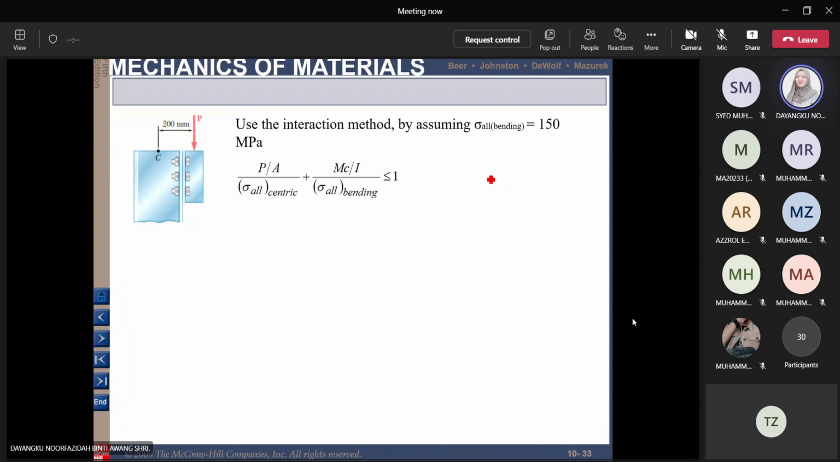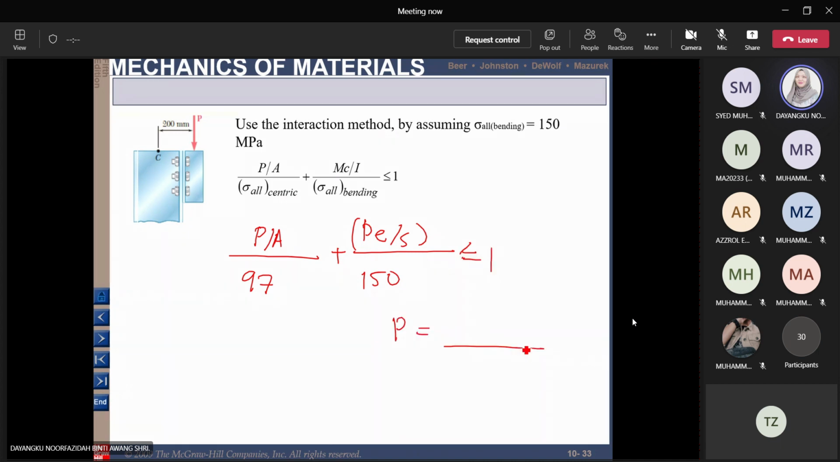Now if the bending allowable stress is given to you as 150 MPa, all you need to do is just plug in the value here. Use the same method as just now, except now the value will be less than or equal to 1. So you can put back into the equation: A is given to you and this you should change to M over S, or PE over S. So you will have P over A divided by 97, plus PE over S divided by 150, and this is less than or equal to 1. So you will get the value of your P. That is the only difference.